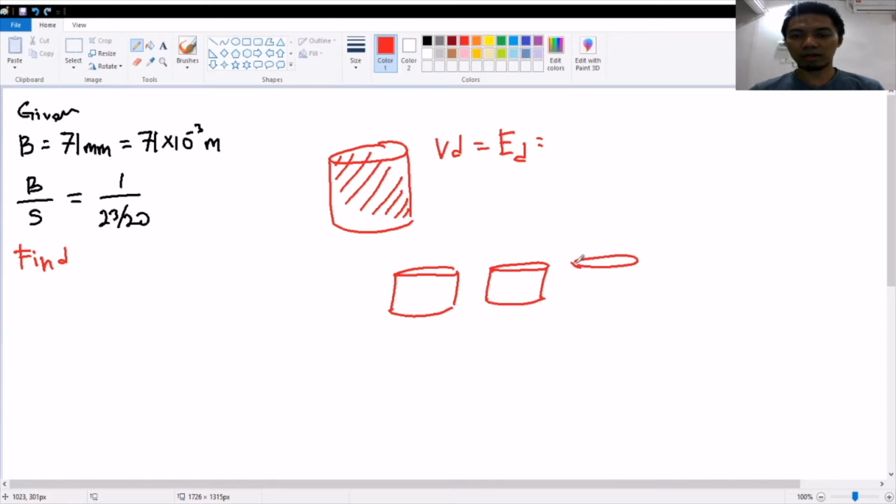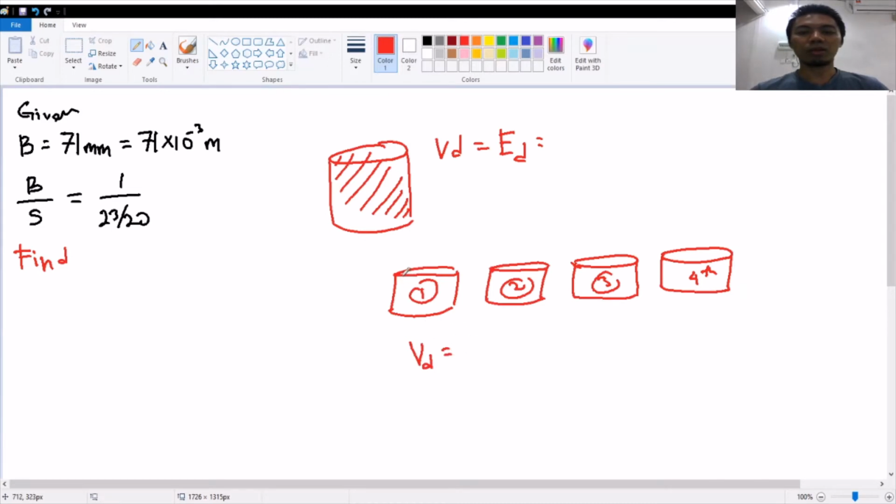I cannot leave it to you without explaining. So I'm explaining. For example, this is your first cylinder, second cylinder, third cylinder, and fourth cylinder. If the question asks you what is the displacement volume, so only one cylinder, the value here is only for one cylinder, 1 meter cube.